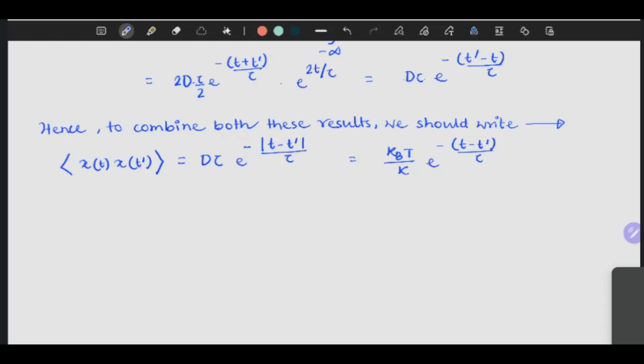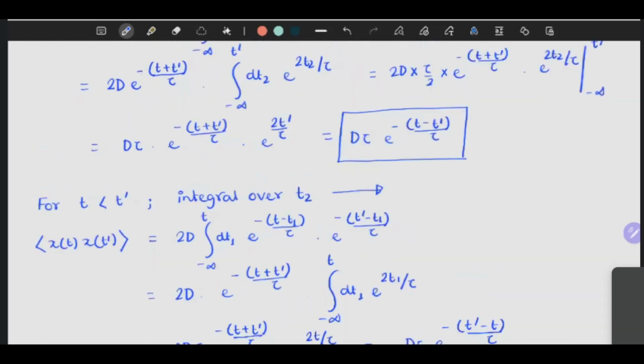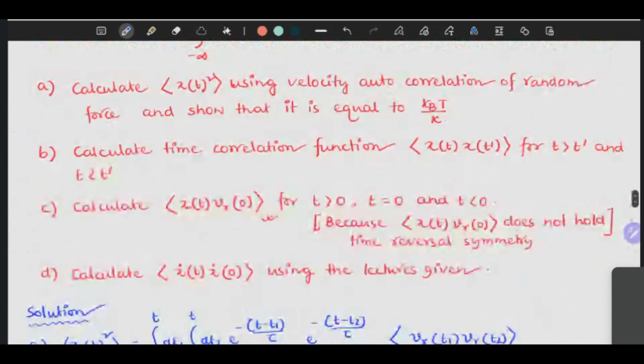Okay, so now third question, it says calculate this correlation of xt vr 0 for 3 regions.